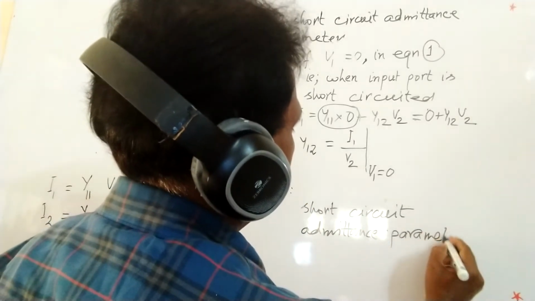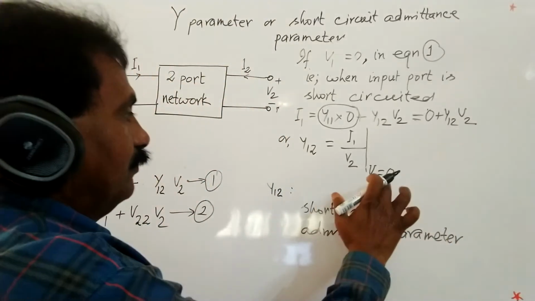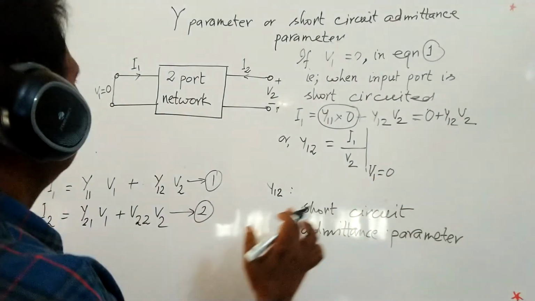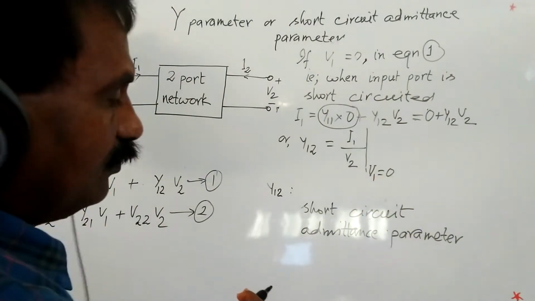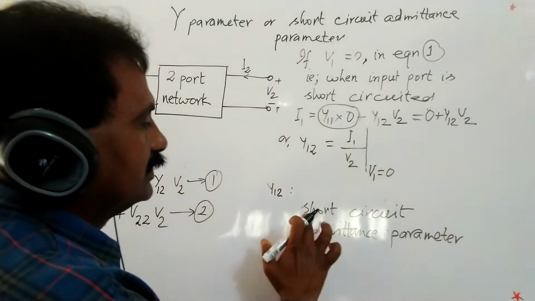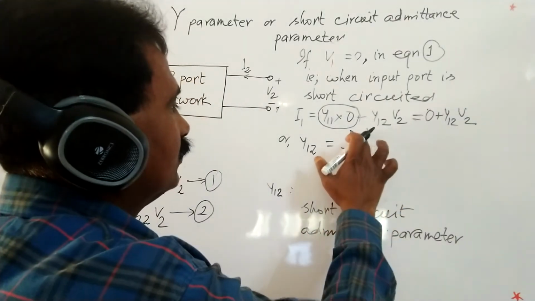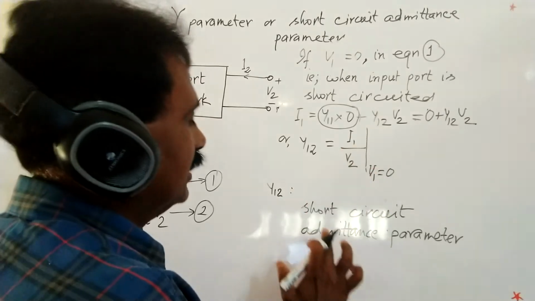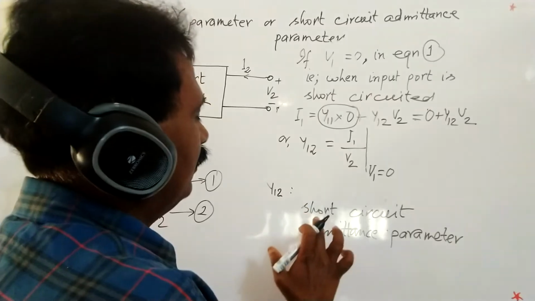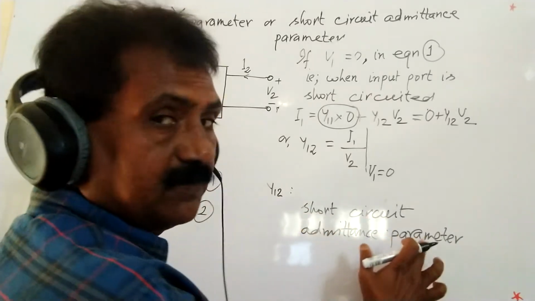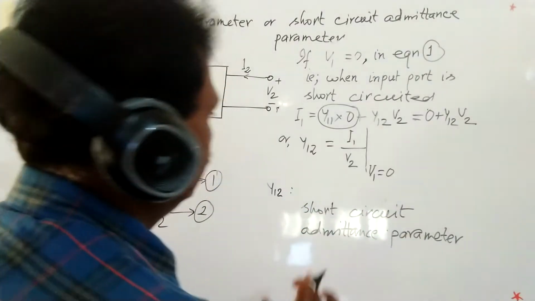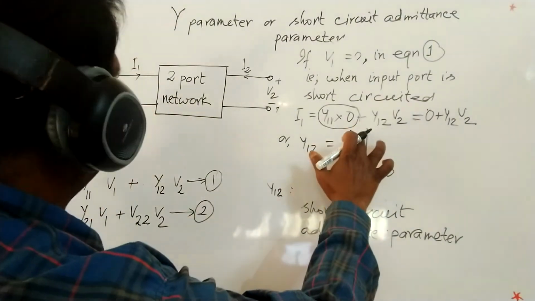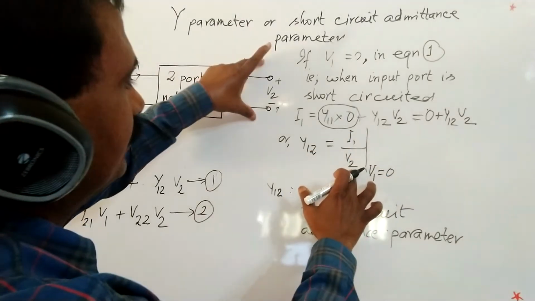Again I am repeating. This value is obtained by keeping the value of V1 equal to 0. It means short circuiting the input port. Then this is the short circuit ratio, I1 by V2, that is admittance. Therefore, we are saying Y12 as short circuit admittance parameter. Now, just see, this is the relation between the current of the first port and the voltage of the second port.